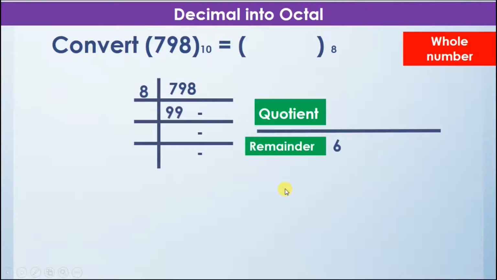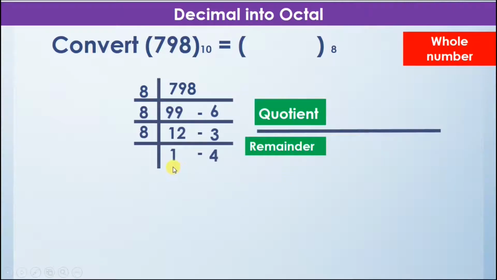So 99 comes here and remainder comes here. Again we divide 99 by 8. So when 99 is divided by 8, quotient is equal to 12 and remainder is equal to 3. So 12 comes here and 3 comes here. In this method again, we will keep on dividing until we get the quotient that is less than 8. So again we divide the number 12 by 8 and we get the quotient is equal to 1 and remainder is equal to 4. So 1 comes here and 4 comes here.